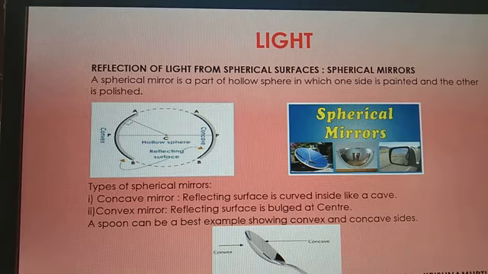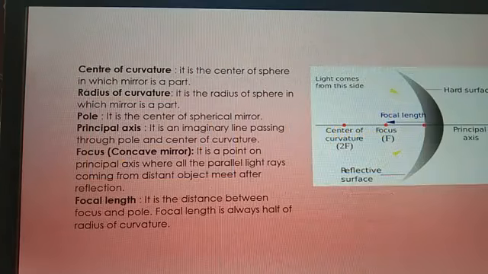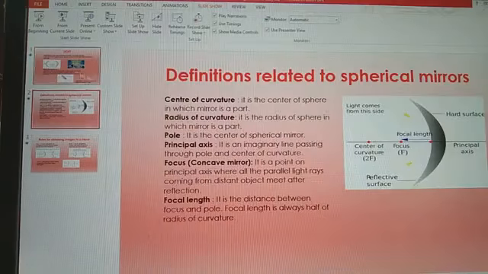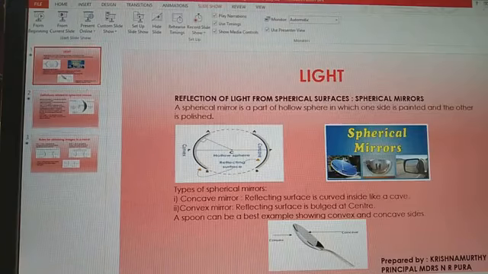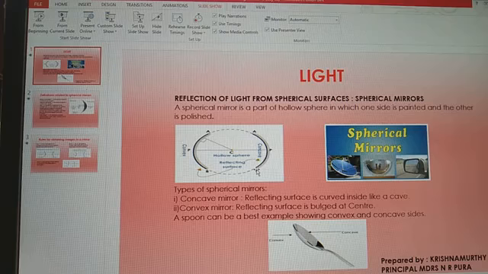Spherical mirrors are of two main types, convex mirror and concave mirror. What is the difference between a convex mirror and a concave mirror? In a concave mirror, the reflecting surface is hollow, like a cave, concave as we say. In a convex mirror, the reflecting surface is bulged from the center. In the center it is bulged, so that is convex. If the reflecting surface is hollow, then it is concave.